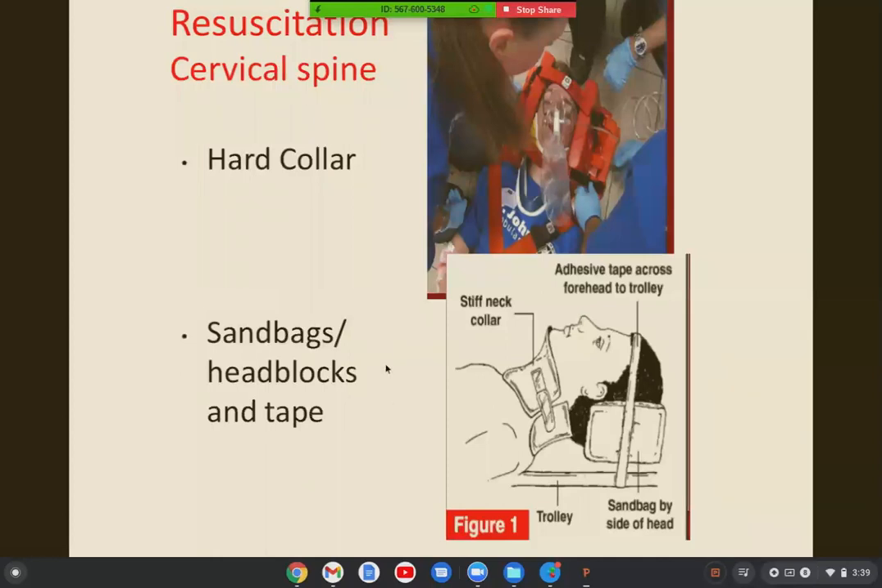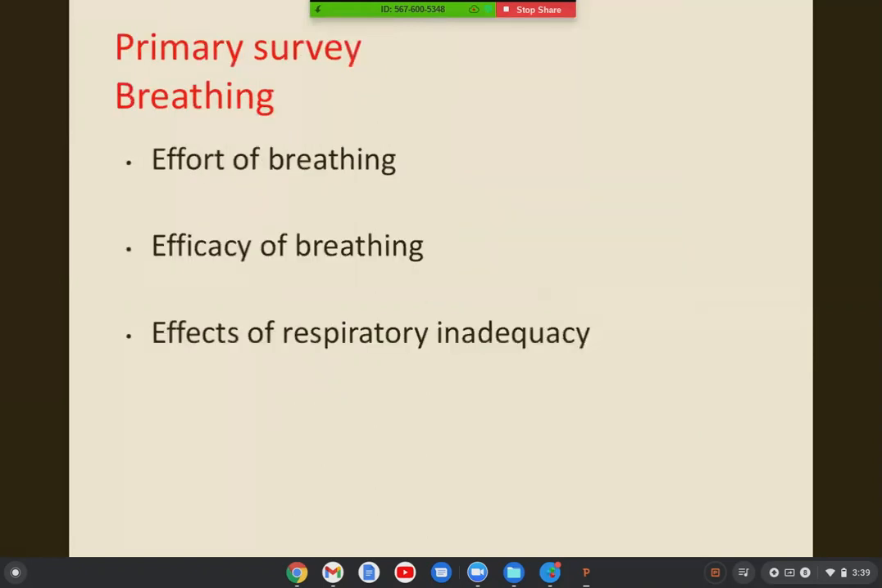When we use collars, we should choose a hard collar. To block sideways movement, we should be using head blocks and tape or sandbags so that the head stays in midline.